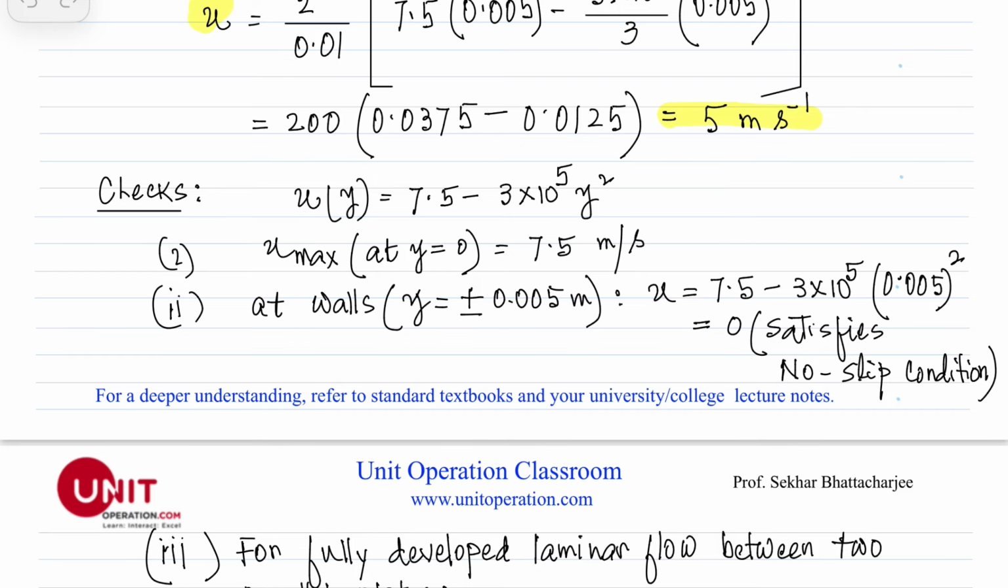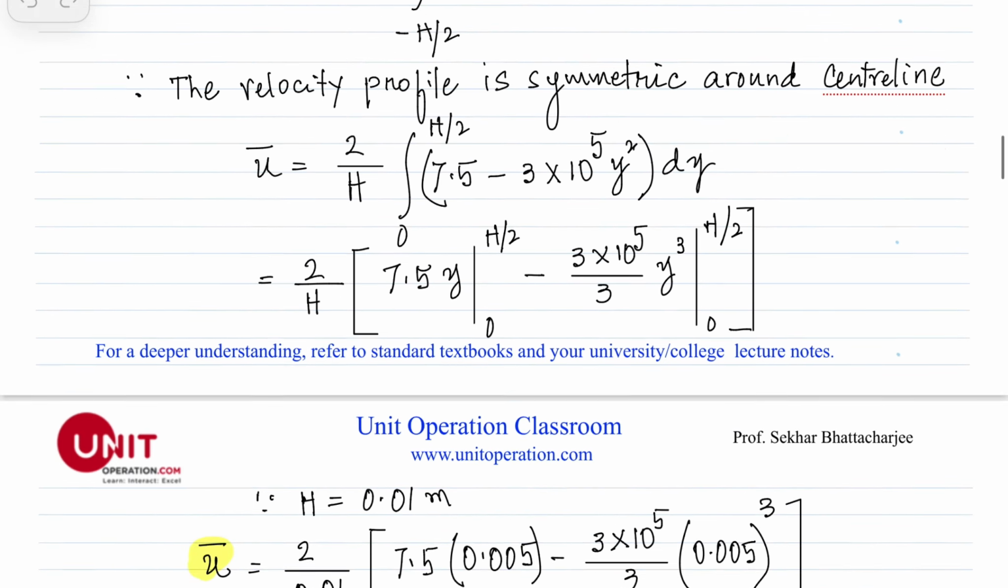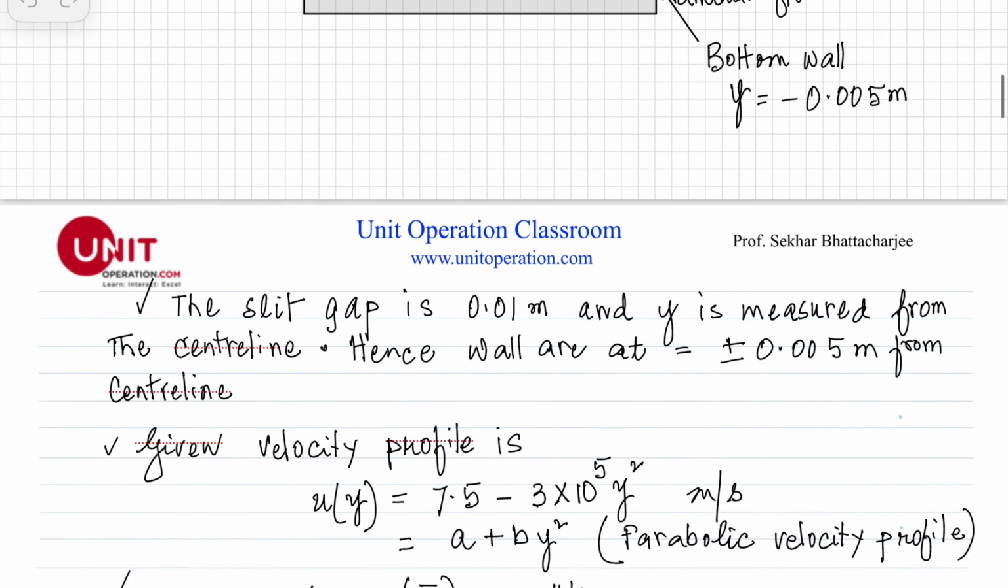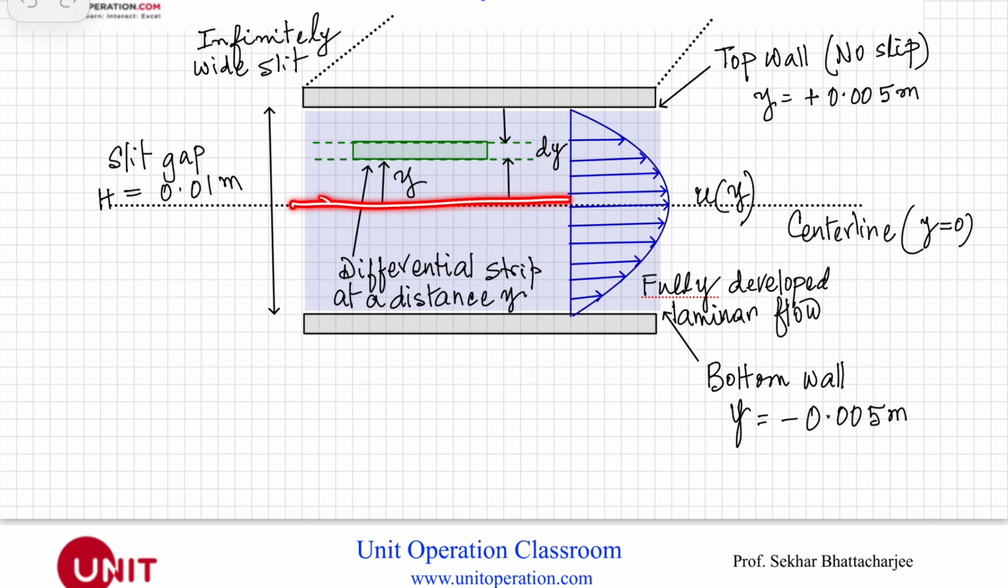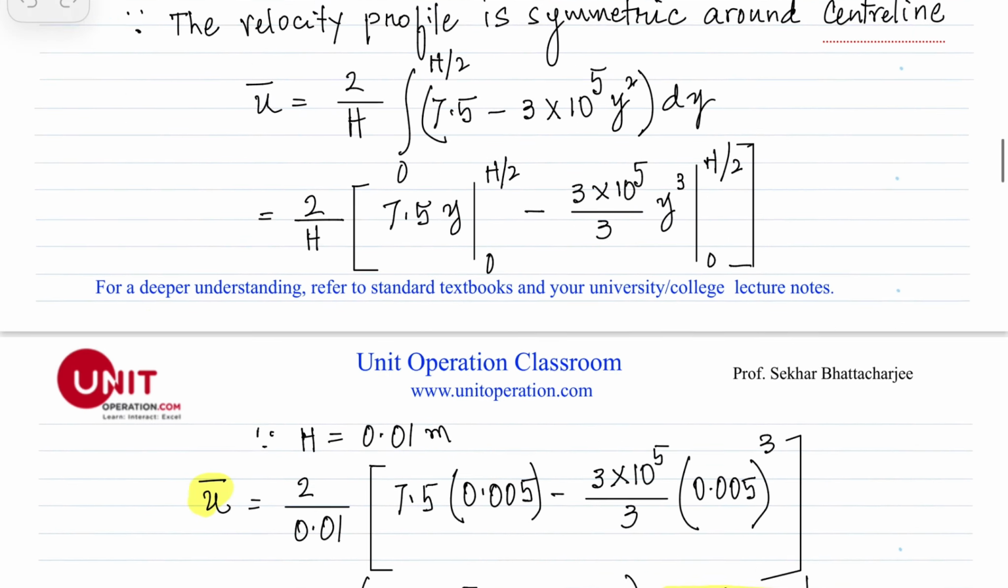So what are the checks? First of all, this is a parabolic velocity profile between the plates. So u max would be at y equal to 0. This is my u max here. Here's the maximum. So this is my u max. This would be equal to 0.